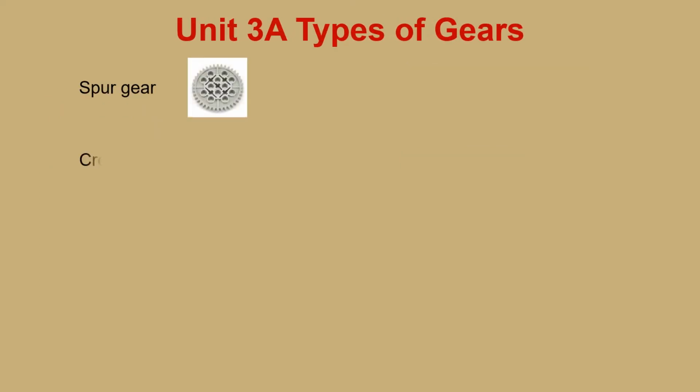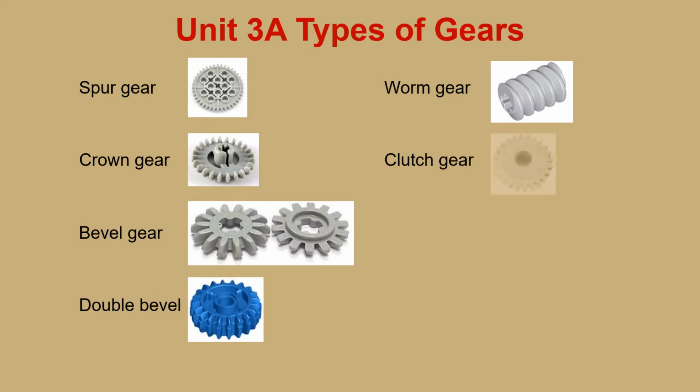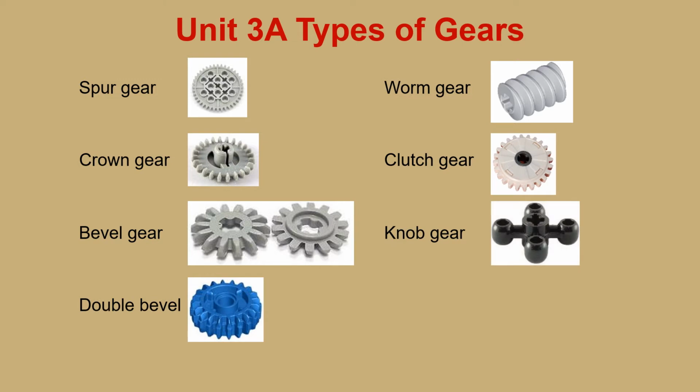So there are different types of gears. The spur gear and the crown gear kind of look similar, but the crown gear's teeth are facing up. The bevel gear can either have a single or a double bevel gear. The worm gear is then the linear movement, and then you get a clutch which stops, and then you get a knob gear, which is a bit more robust gear.